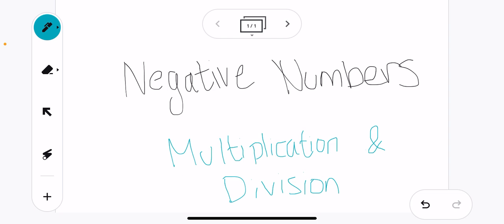Today we're going to be following up on the second part of the negative numbers unit. Today we're going to be talking about multiplication and division of negative numbers.